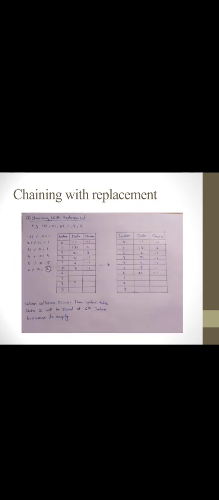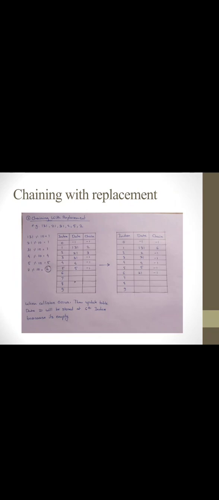Next is chaining with replacement. Here the difference is, if a collision occurs, then we have to put this element in its original position. In this example, 131 mod 10 equals 1. So in the first location 131 is stored. Then for 21 also a collision occurs. So 21 goes to the next position. Then for 31 also a collision occurs. Then 31 is located in the next free location.